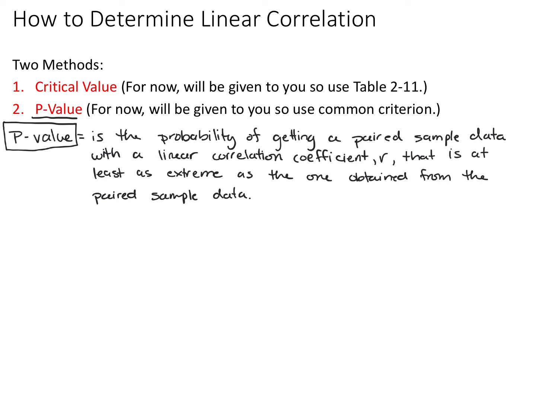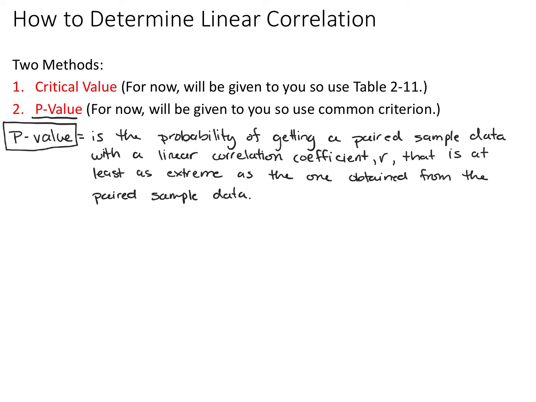A p-value in statistics is a probability. More specifically, it's the probability of getting a sample statistic that is at least as extreme as the one that you get from your sample data. But here, because we're talking specifically about paired sample data, the p-value of interest in this section is the probability of getting paired sample data with a linear correlation coefficient of R that is at least as extreme as the one that we get from our paired sample data.